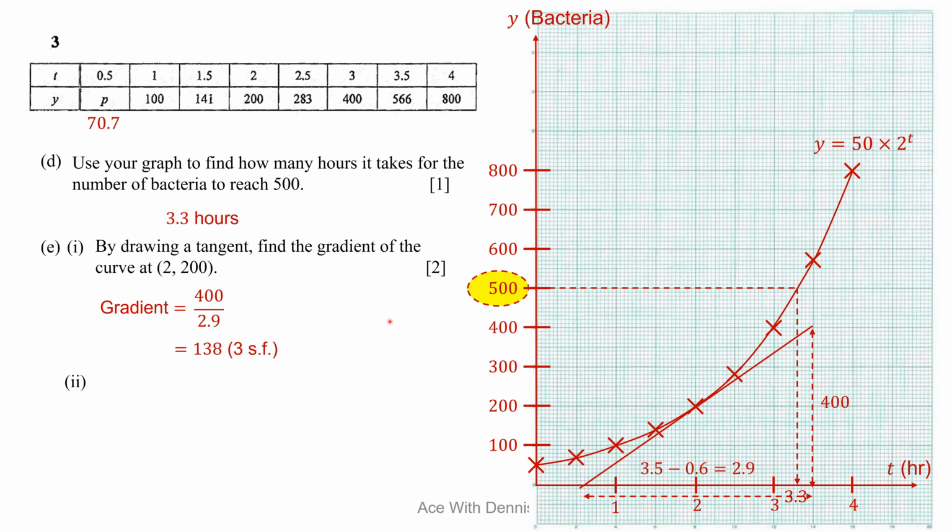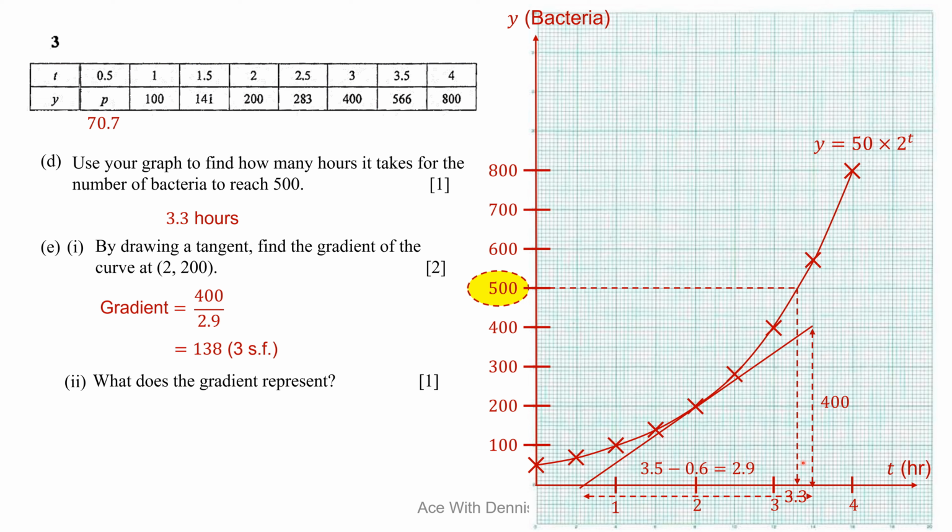Now let's move on to part 2 here. What does the gradient represent? 1 mark. So this gradient refers to the number we get, 138. What does this mean? This is the graph of bacteria against the time in hours, right? So we can see that the number of bacteria increases over the time.